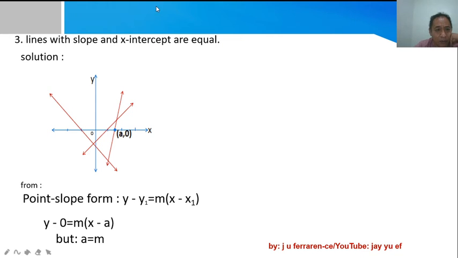Okay? But there is a further condition that the slope and x-intercept are equal. So, that means a is equal to m. So, I can change my a to m. Okay? And this is my equation wherein I'll be solving for the differential equation. Okay? So, this is the equation of the family of curves.